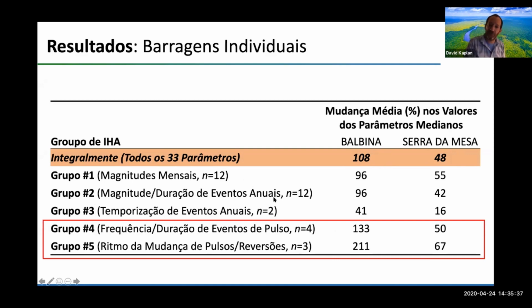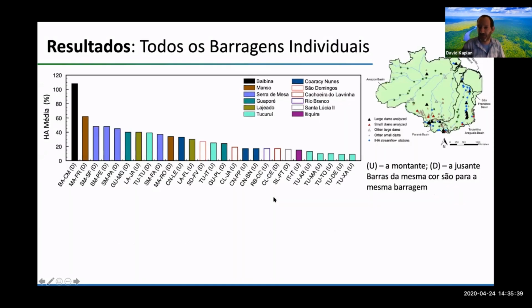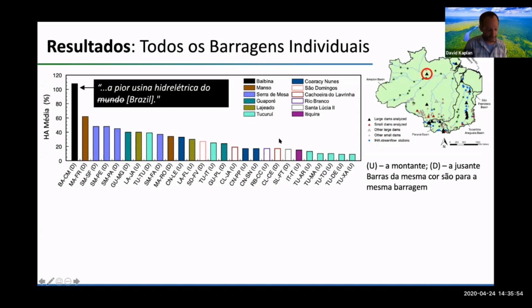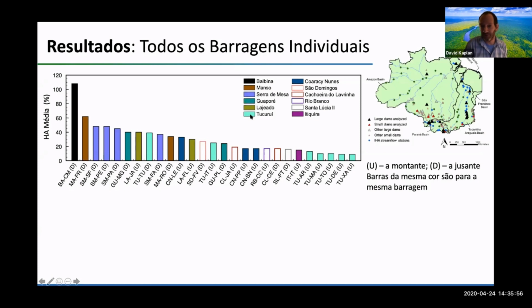Okay, so that's just for 2 of our dams, and I want to step through these results across all 12 dams across 27 stations. To do that, I have a graph here with the mean hydrologic alteration on the y-axis. Each one of these bars represents a station. If the bar has the same color, that station is associated with a dam. So for example, all these blue ones are Tucuruí. The U indicates upstream, and the D is downstream. And then there's a little map over here showing where these dams are.